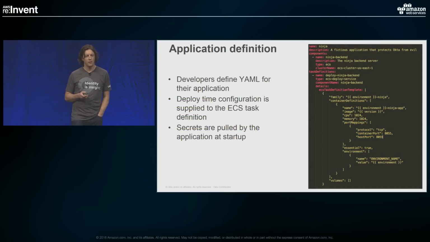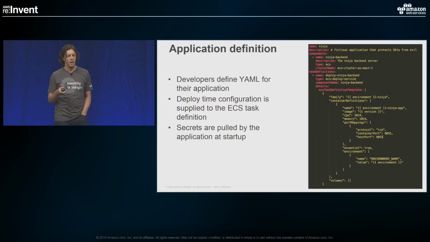Here's a quick look at our YAML file. At a high level, there's kind of two different things there. There's a definition of components, so you might have a UI and a back-end component. And then you might have some number of tasks that you're able to perform on those components. The YAML document is able to have properties that get replaced at deploy time, and then secrets are never put into this system, but instead are pulled by the application at startup time and only kept in memory.